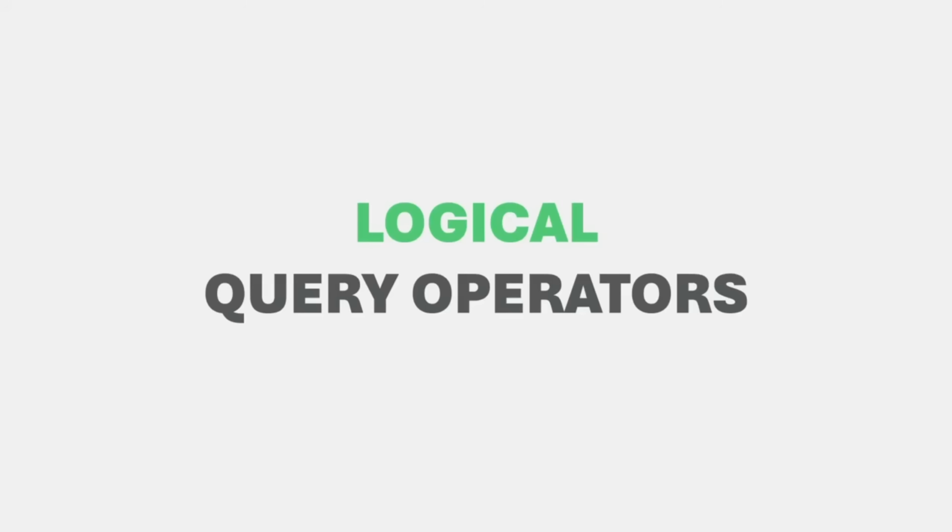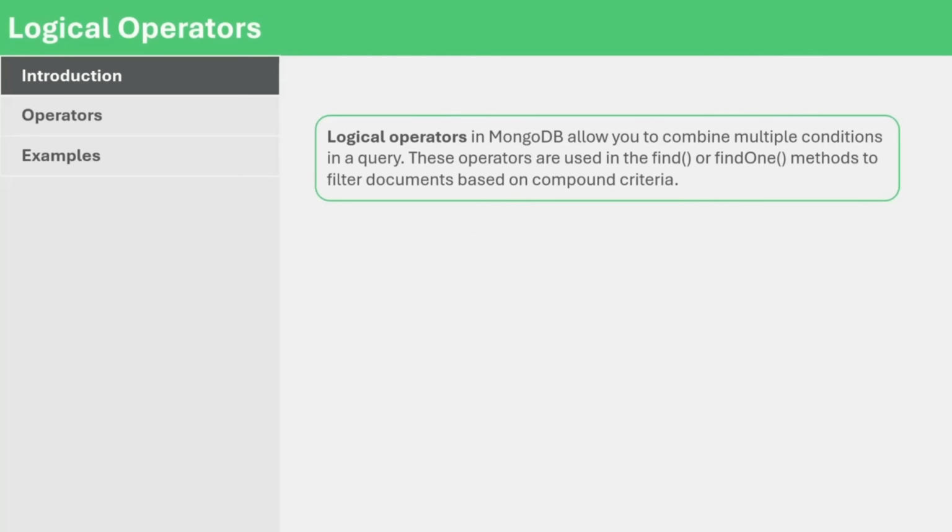In the last lecture, we learned about comparison operators in MongoDB. Now in this lecture, we are going to learn about logical query operators. Basically, the logical query operators in MongoDB allow you to combine multiple conditions in a single query. These operators can be used with the find or findOne method to filter documents based on compound criteria.